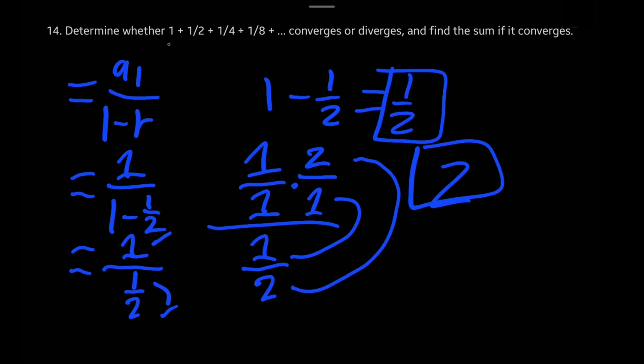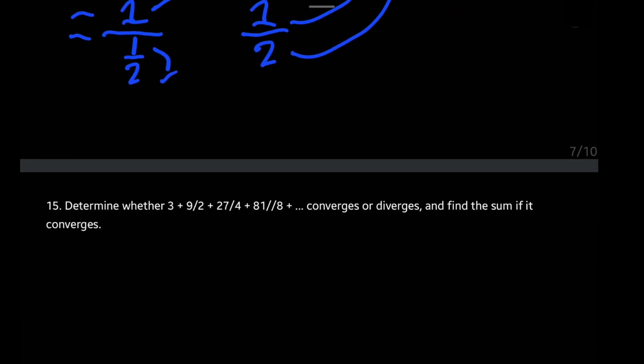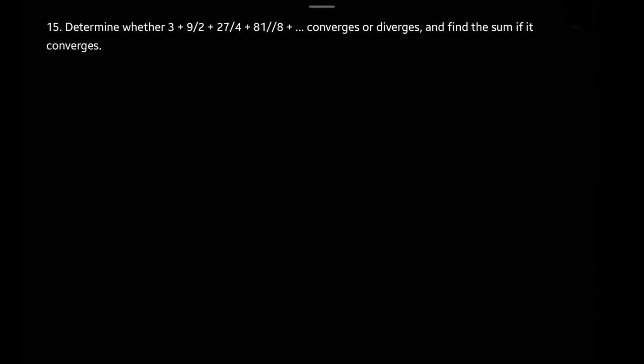So if you continue this, 1 plus 1/2 plus 1/4 plus 1/8 plus 1/16 plus 1/32, and so on and so forth, we end up with 2. We don't end up with infinity, we end up with 2. So let's see if we could find one that diverges. So here we have it. Okay, just don't mind that. Determine whether 3 plus 9/2 plus 27/4 plus 81/8 converges or diverges, and find the sum if it converges.